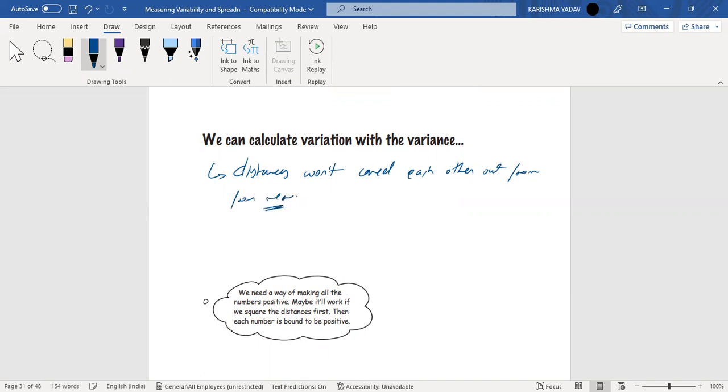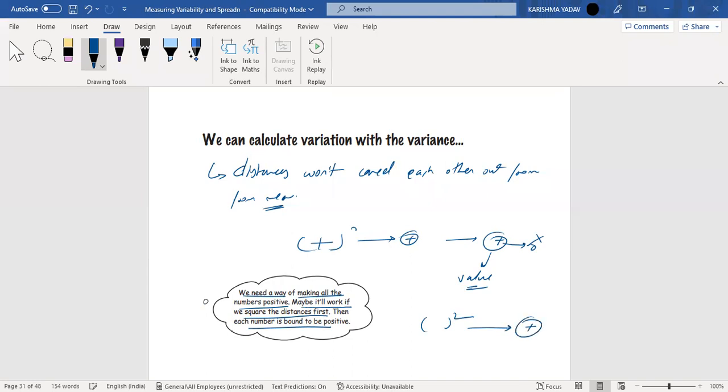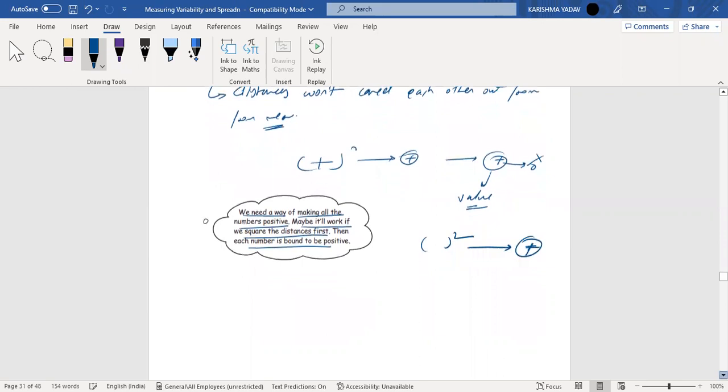One way we can stop the distances from cancelling each other out is to make all the numbers positive, so that the negative numbers go positive and the positive numbers stay positive. Then we can add them and they give us some value; the resultant is not 0. Maybe it will work if we square the distances first, then each number is bound to be positive, right? If we square each number, the result is positive. Let's check whether it will work or not.